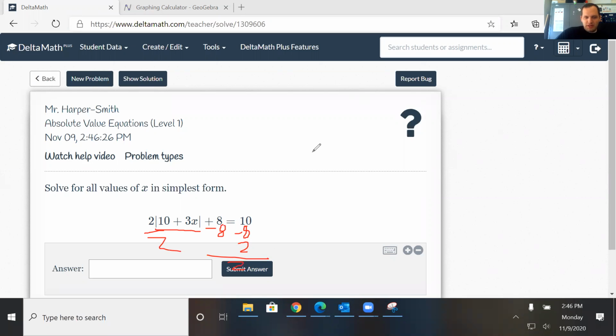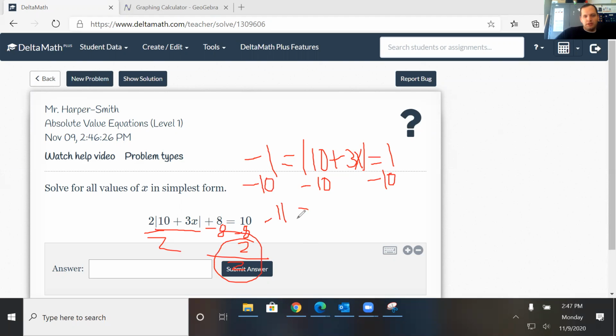So that's going to leave me with 10 plus 3x equals, let's see, 2 divided by 2 is 1. So we've got 10 plus 3x equals 1, or it equals, what else could the inside be? Negative 1. Well, let's give this a try. Minus 10, minus 10, minus 10. That gives me negative 11 could equal 3x, could equal negative 9. Divide everything by 3.